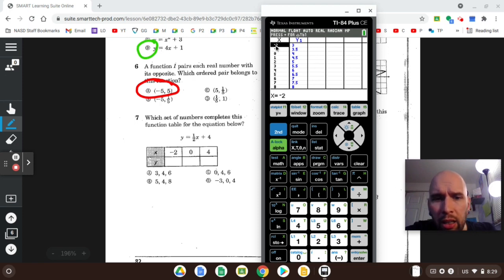When x is -2, y is 3. When x is 0, y is 4. When x is 4, y is 6. So I need 3, 4, 6. A is 3, 4, 6. A.